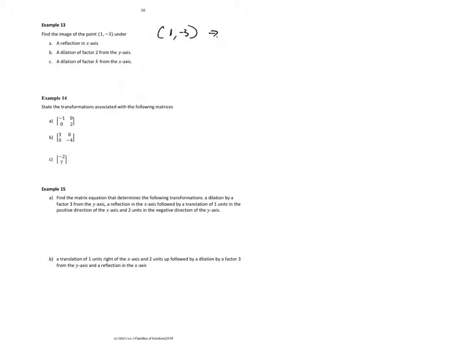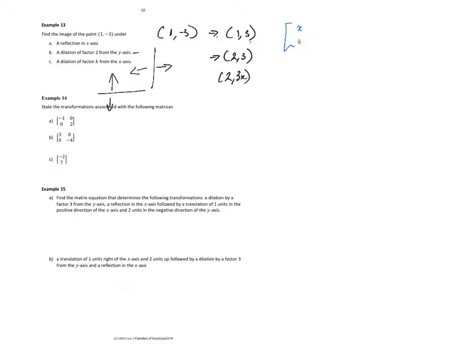A reflection in the x-axis means my y value gets changed, so that becomes 1, 3. Dilation by a factor of 2 from the y-axis means we're shifting this way, so the x value gets multiplied by 2, so that becomes 2, 3. A dilation by a factor of k from the x-axis, so that's shifting it up this way, means my y value gets affected. So I get the point 2, 3k.